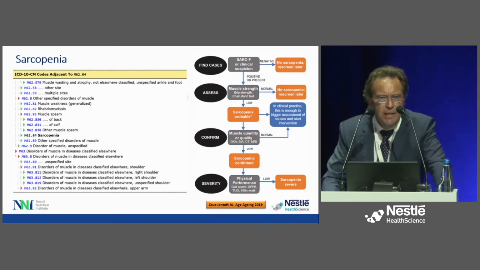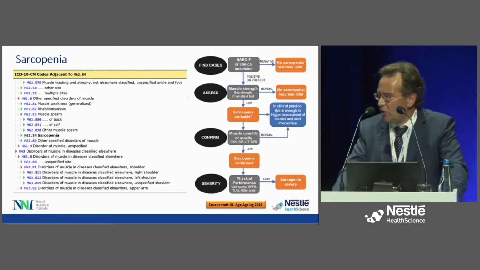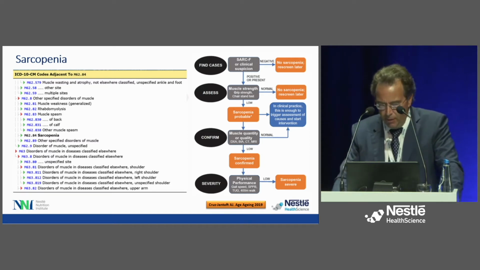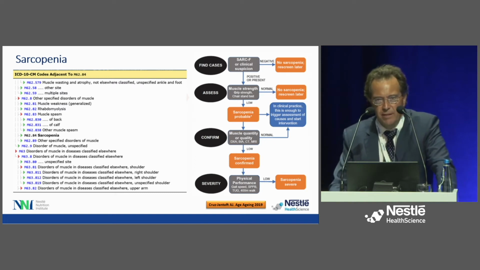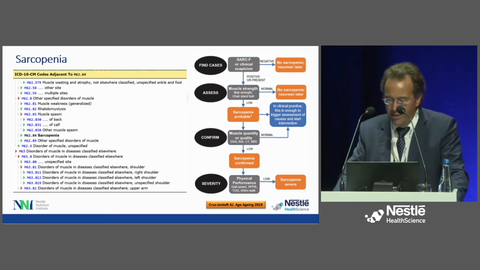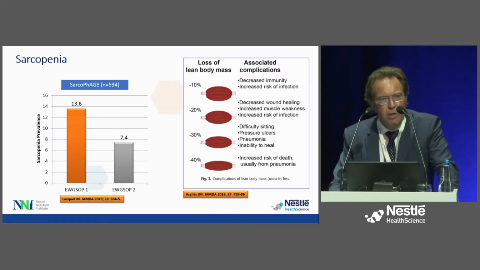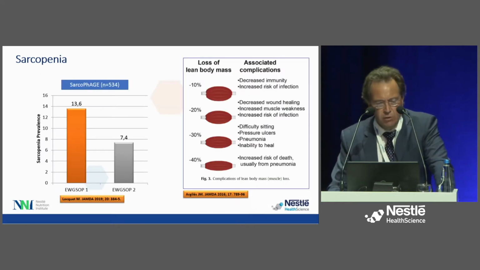Okay, regarding sarcopenia, we know that actually it's not just a condition, it's a disease. It has its own ICD-10 code, number M62.84. And since January of this year, we know that sarcopenia has a framework for diagnosis that was published in Age and Ageing by Alfonso Cruz-Jentoft and other colleagues, and it's very interesting. And we know that sarcopenia is also quite a frequent condition.